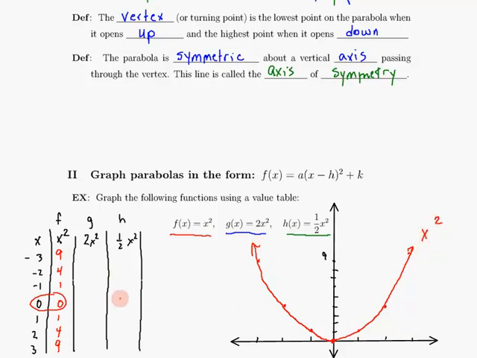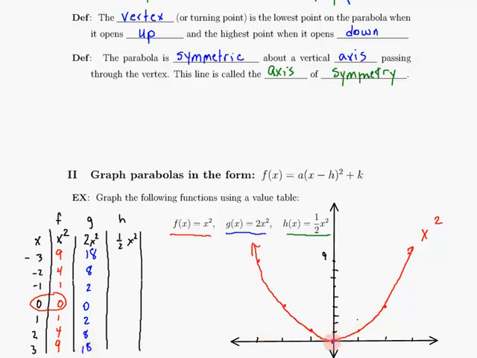Now what happens if I do 2x squared? Put a 2 out in front. Okay, my numbers will be larger now. This is going to be 18 because you take -3 squared, you get 9, times 2 is 18. It's twice what this column is. So 18, 8, 2, 0, 2, 8, and 18. Now 18 is too large, but I can do the other two.